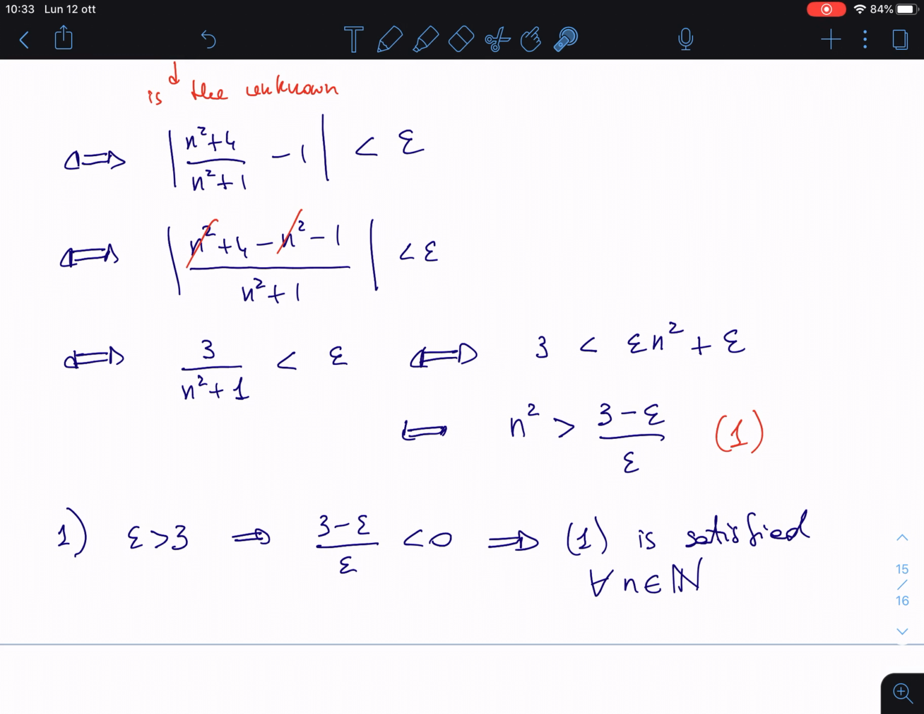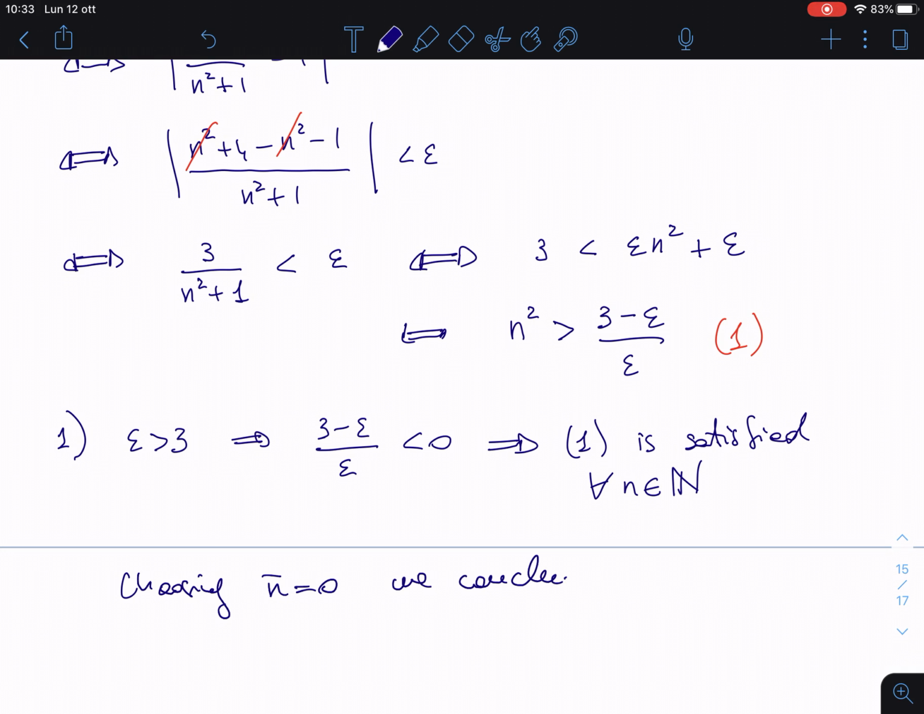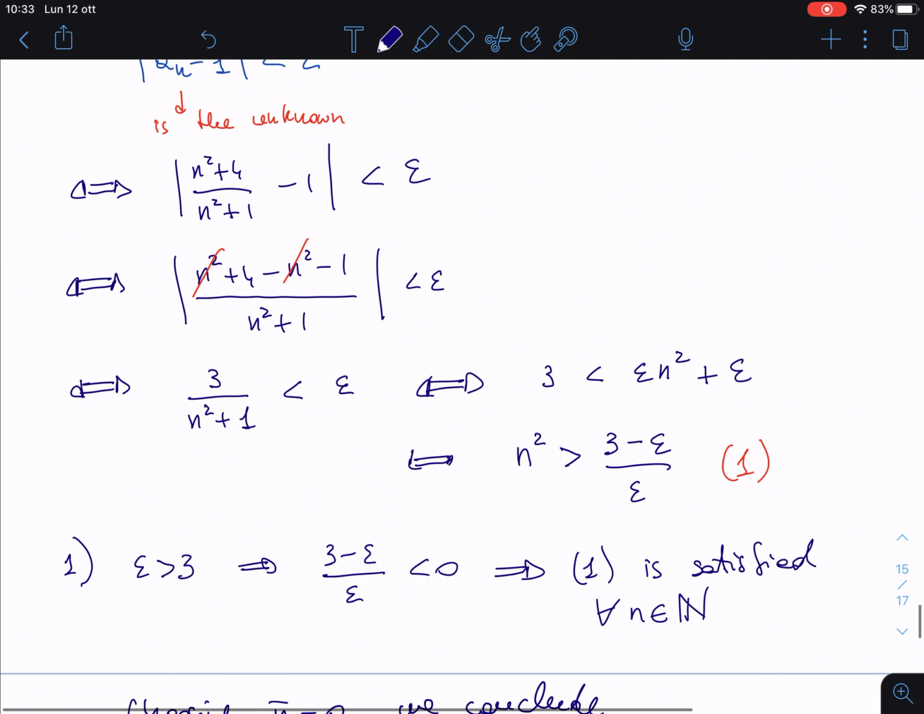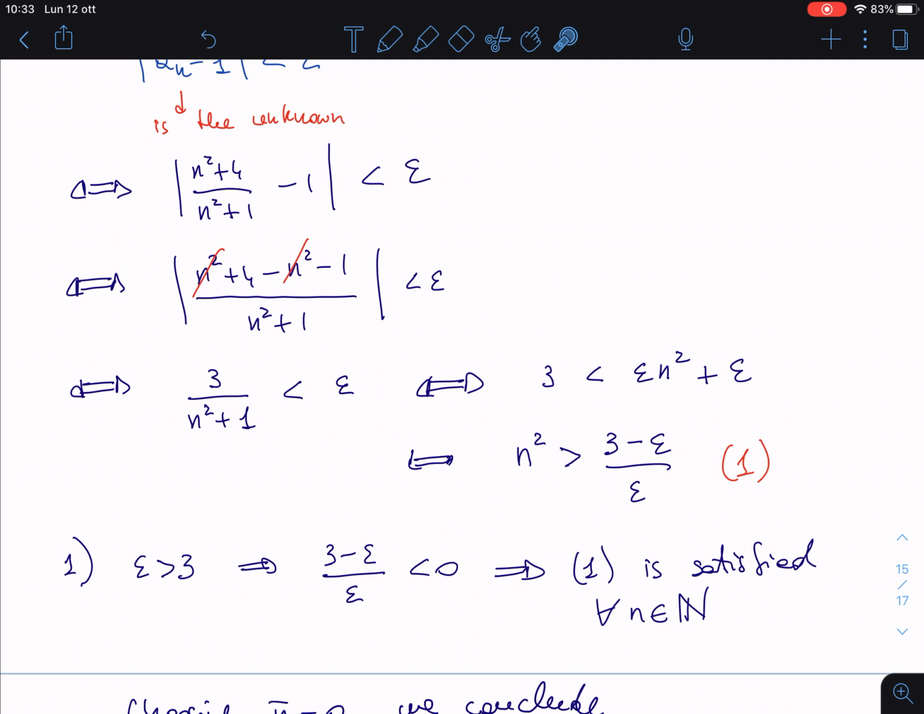Because here you have a square. The square is always non-negative. Here you have a negative number. So this is always satisfied. And then we have to determine n bar, and we just say that choosing whatever n bar, for instance n bar equal to 0, we conclude that for every n larger than n bar, we have that a_n minus 1 is less than epsilon. Because here we simply go backwards from here, here, and here, and we end up here. But this is the trivial case, if you want, where epsilon is large.